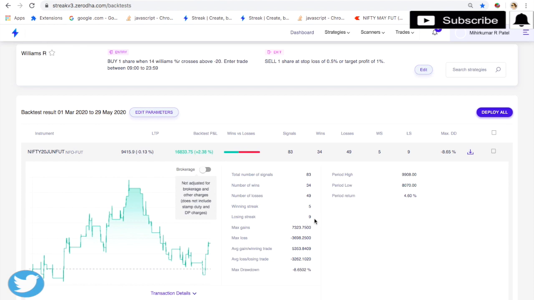So we can see the total number of signals is 83, 34 wins, 49 losses, a continuous winning streak of 5, losing streak of 9. Maximum gain is 7,000, maximum loss is -3698. Maximum drawdown is very high, that is -8 percent.